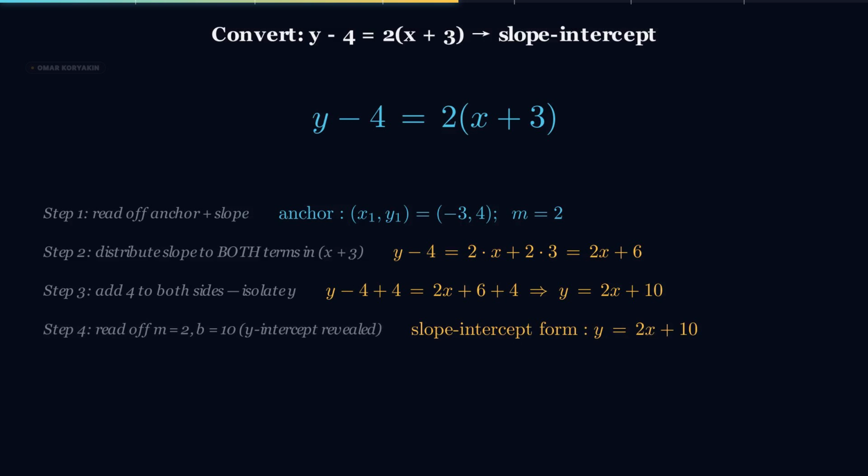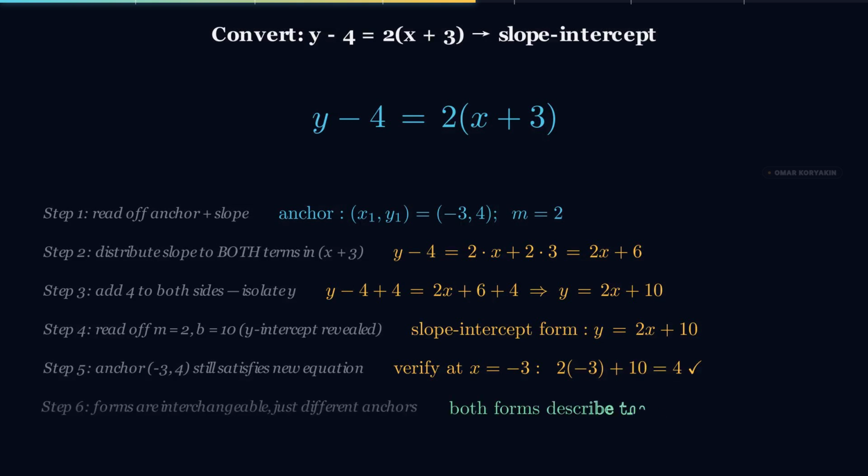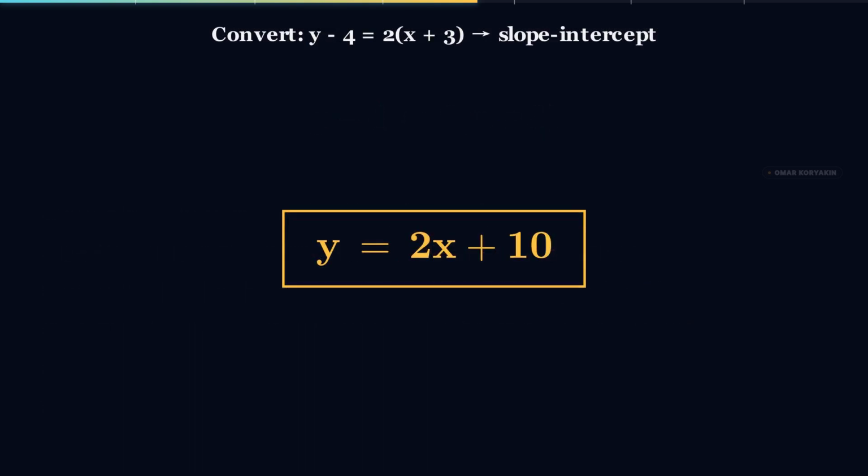Step 4. Verify by plugging in the original anchor point x equals -3 and y equals 4 into the slope-intercept form. Y equals 2 times -3 plus 10 equals -6 plus 10 equals 4. Match. The same anchor satisfies both forms, confirming the conversion is correct. Step 5. Final answer: the slope-intercept form of the same line is y equals 2x plus 10.